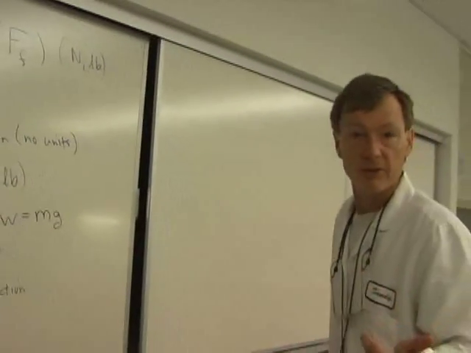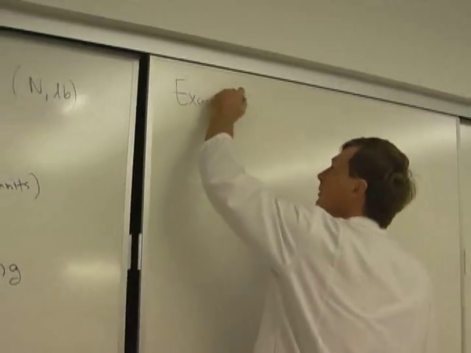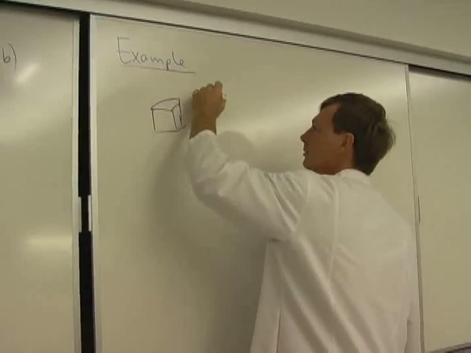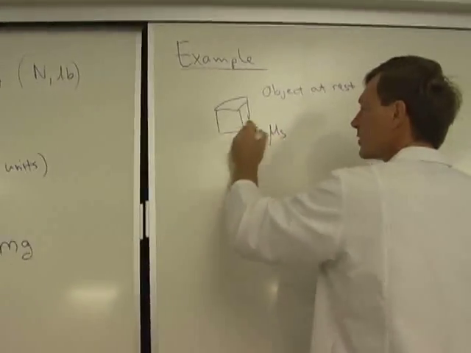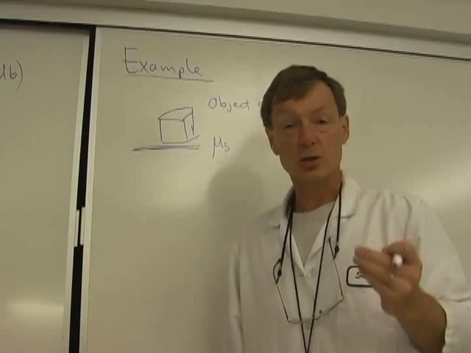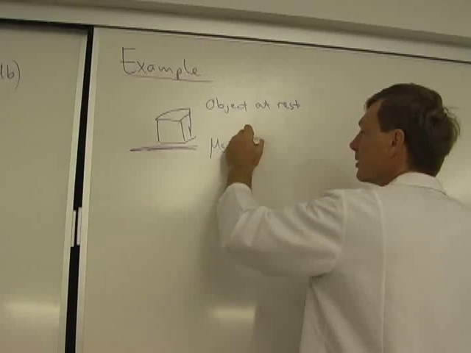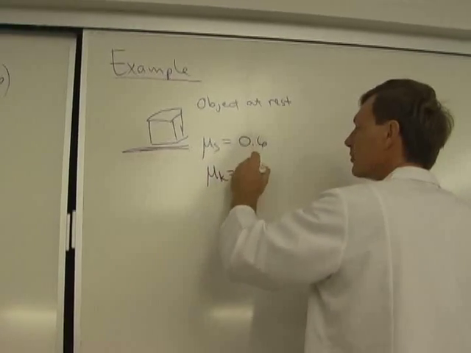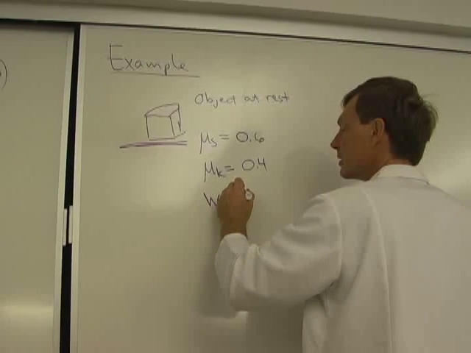So let's do a couple of examples. I've got an object at rest. And the static coefficient of this object and the surface, you can look them up. These static coefficients don't depend on the weight or the speed. You can just look them up. The static coefficient, let's say, is 0.6, and the kinetic coefficient, which would be lower, is 0.4. And the weight of the object is 8 pounds.